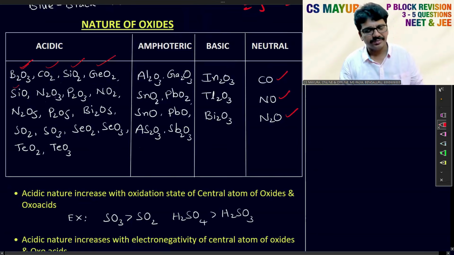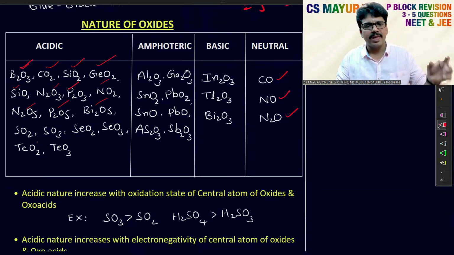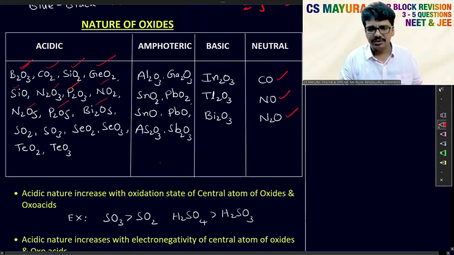These are all acidic. So N2O3, P2O3, NO2, N2O5, P2O5, I2O5. So by using the NCERT information, I have classified all these oxides into acidic, amphoteric, and basic. So follow this. These are the amphoteric oxides: aluminium, gallium, tin with +2 and +4 oxidation state, arsenic, antimony oxides are amphoteric. Remember, here TeO2 is acidic, TeO3 is acidic.